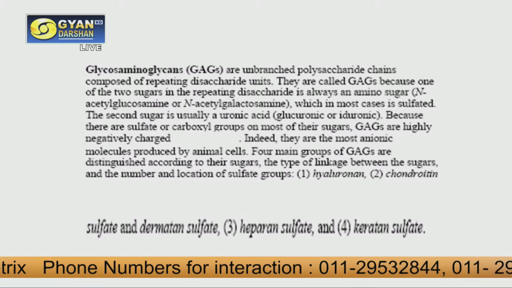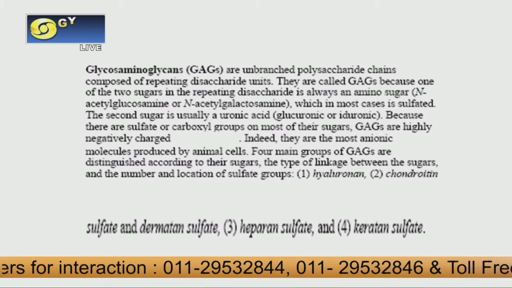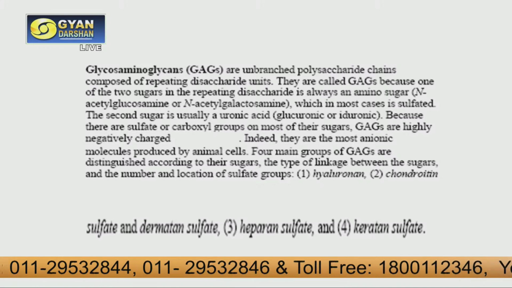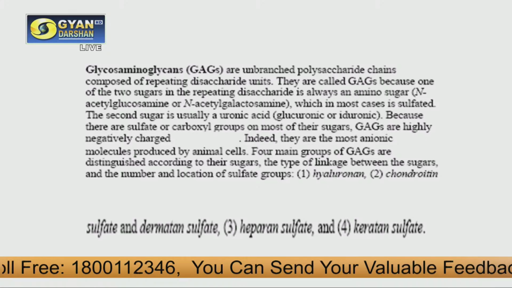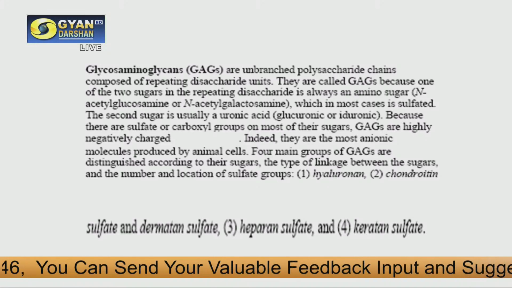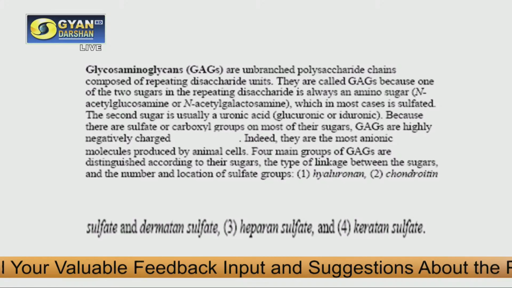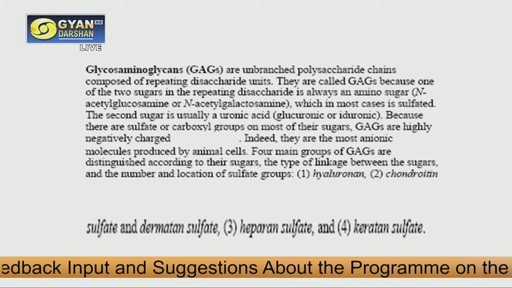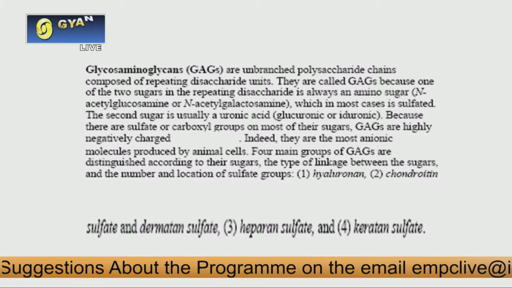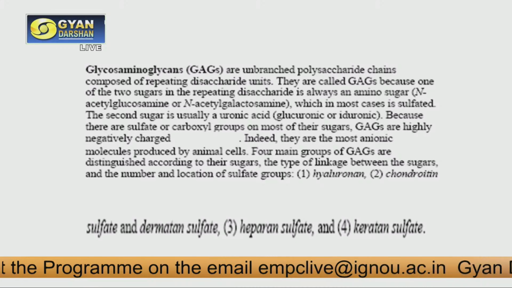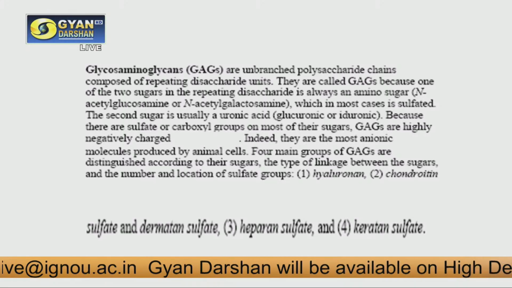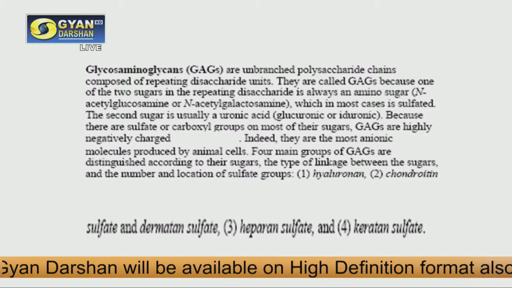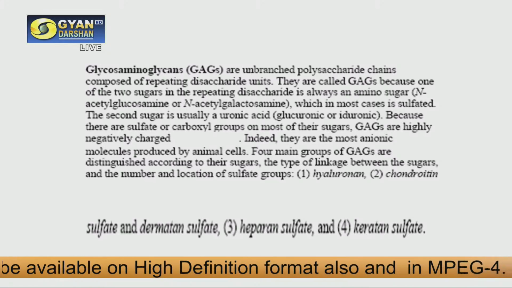Now, glycosaminoglycans are unbranched polysaccharide chains composed of repeating disaccharide units. They are called GAGs because one of the two sugars is always an amino sugar, glycosaminoglycan. So there is one sugar that is always an amino sugar like N-acetyl glucosamine or N-acetyl galactosamine. But again, as you have seen in the previous diagram, this amino sugar is sulfated. Okay, N-acetyl glucosamine sulfate or N-acetyl galactosamine sulfate. And the second sugar can be any uronic acid. It can be glucuronic acid or it can be iduronic acid.